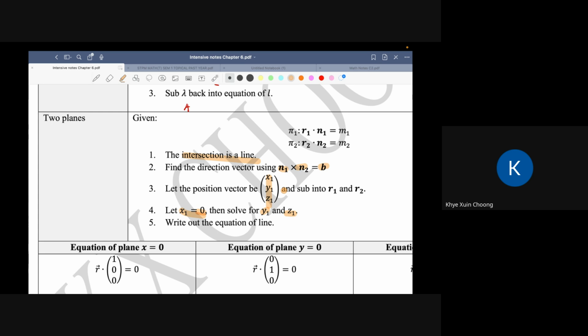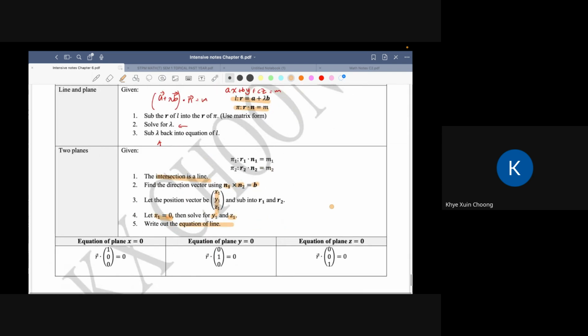After you solve for y1 and z1, you get a coordinate. If you manage to solve the equation, you get one coordinate, then this should be fine. If you don't manage to solve it, then you need to try another number for x1, until you manage to solve it. So you manage to get one coordinate that's lying on both planes, then you use this coordinate as the position vector, then you can write out the equation of the line, the intersection of the two planes.